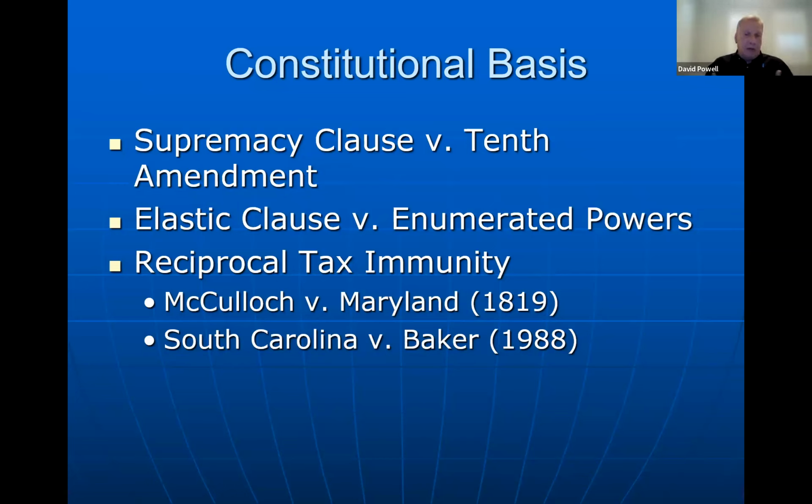Another example of this push and pull between centralization and decentralization comes from Article 1, Section 8 of the Constitution. If you remember your 500 class, Article 1, Section 8 is the most detailed, most specific article of all 7 articles in the Constitution. It lays out the powers of Congress. Most of it is devoted to what we call the enumerated powers of Congress. It will list out the specific powers that Congress has.